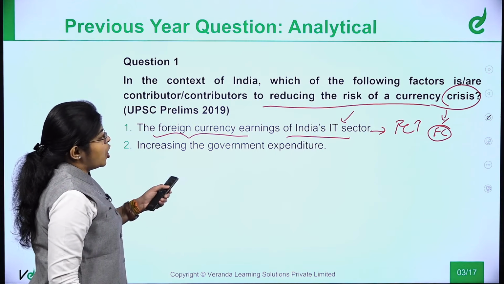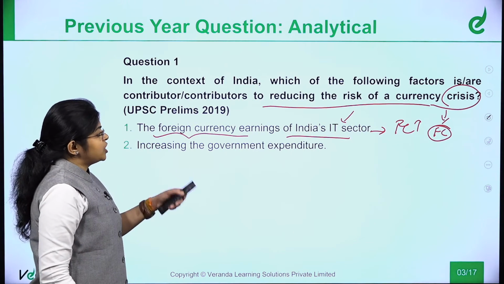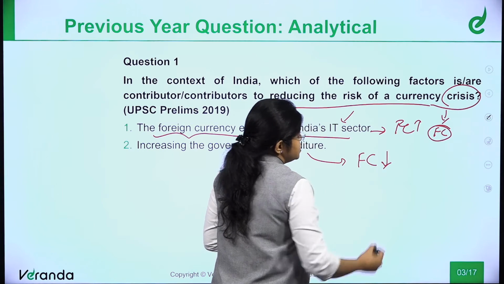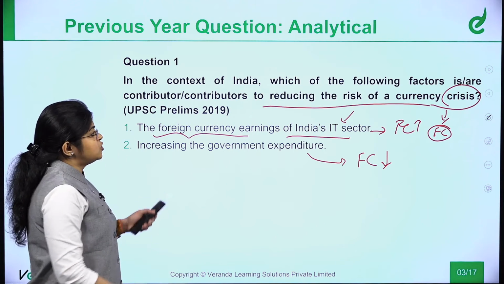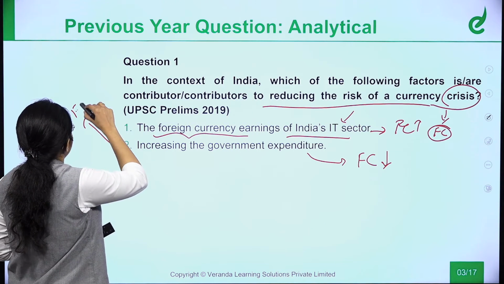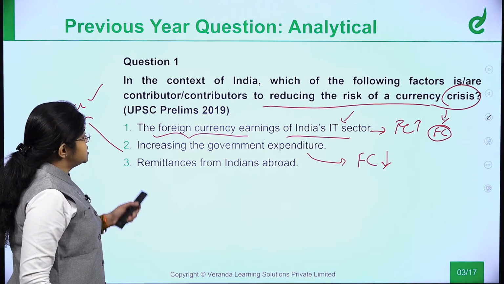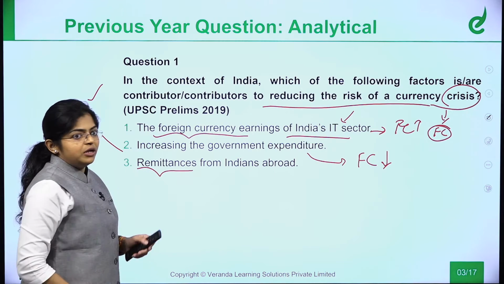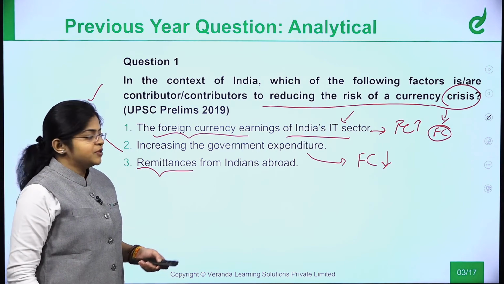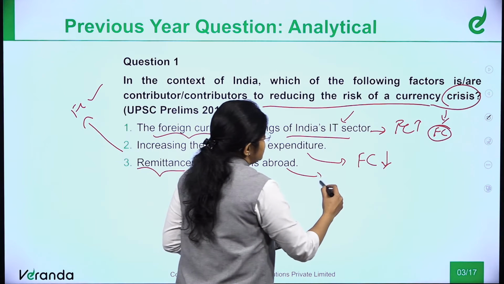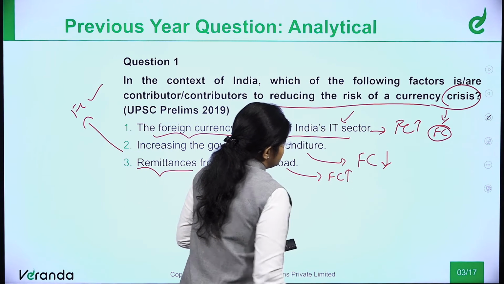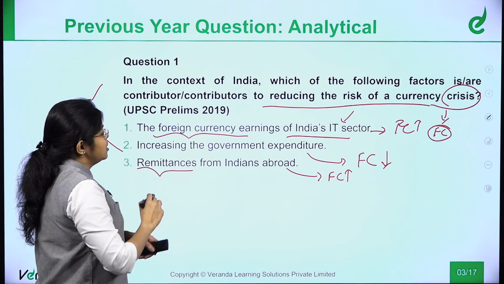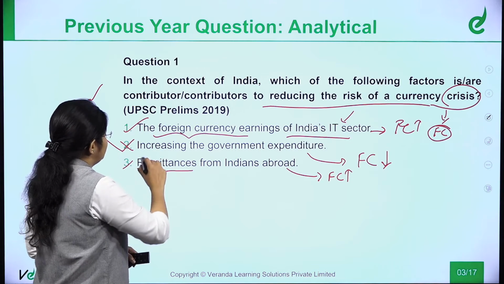Next is increasing the government expenditure. When we increase the government expenditure, what happens? The foreign currency decreases, isn't it? So obviously the second one leads to foreign currency crisis. Next, the third thing is remittances from India's abroad. What are remittances? The earnings of labor from abroad are called remittances. Through this also, our foreign currency reserve increases. So only through 2 is the foreign currency crisis not reduced, isn't it? So if we eliminate option 2, options 1 and 3 will be the answer.